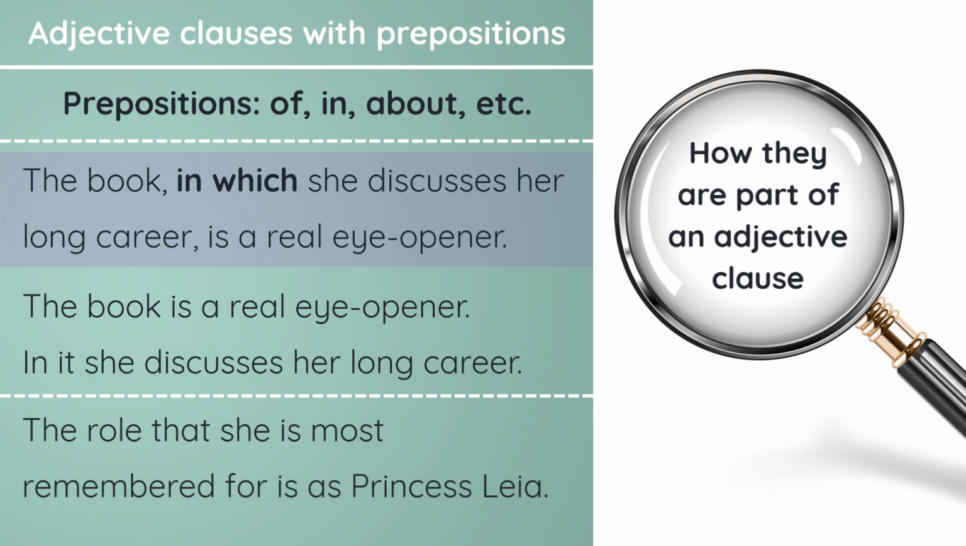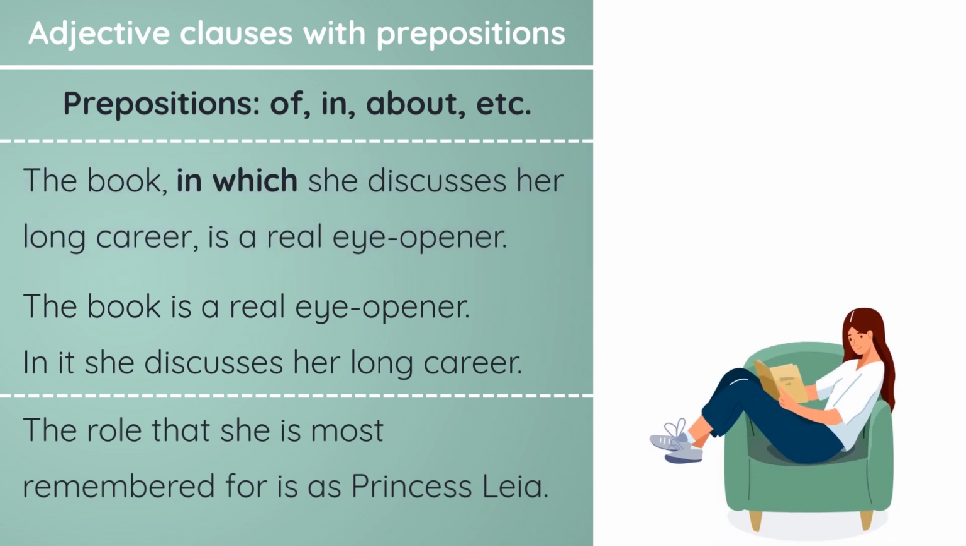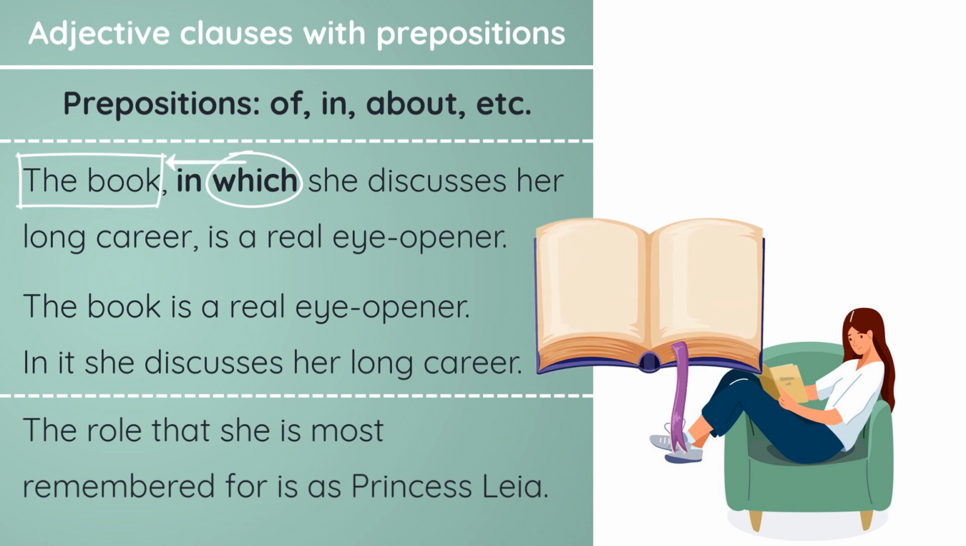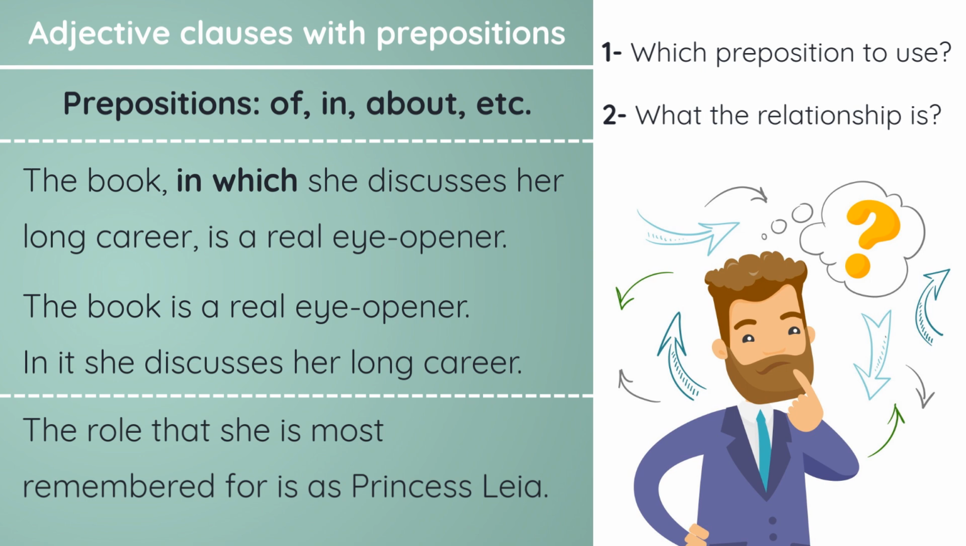Let's look at an example sentence to start. The book, in which she discusses her long career, is a real eye-opener. Okay, what I'm doing here, I have my preposition and my relative conjunction that is showing basically an adjective clause, and it's going to be describing the book. Now, the reason I think that people have a bit of a hard time with this is they don't know, first of all, which preposition to use, and they don't understand what the relationship is when you're putting it at the beginning of a clause.